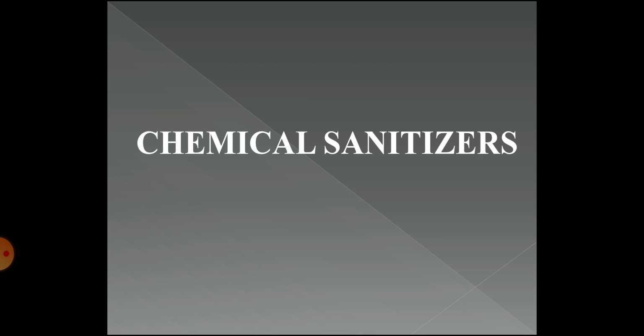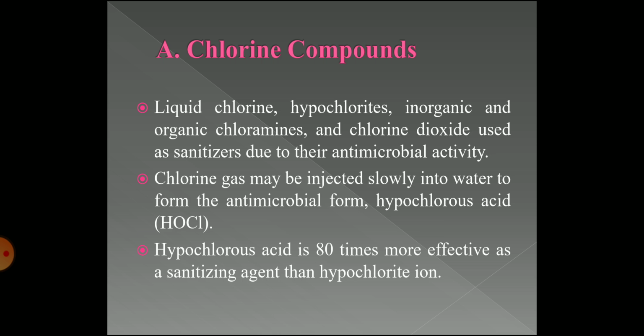Next one is chemical sanitizer. First one is chlorine compounds. Liquid chlorine, hypochlorite, inorganic and organic chloramines, and chlorine dioxide are used as chlorine sanitizers due to their high antimicrobial activity. Chlorine gas may be injected slowly into water to form an antimicrobial solution. Hypochlorous acid is highly effective against microorganisms. It is 80 times as effective as compared to the hypochlorite ion.